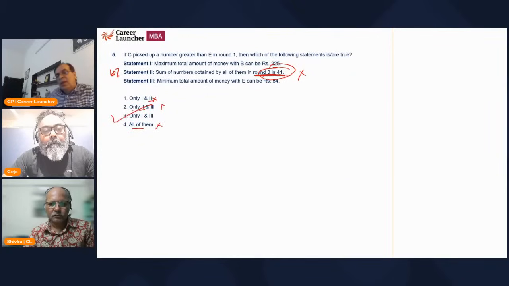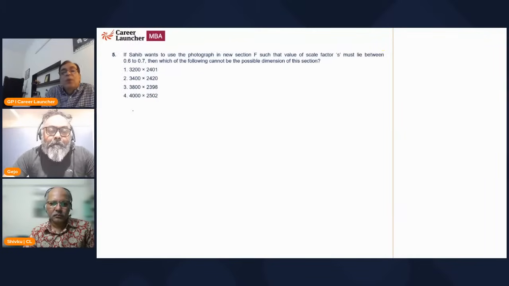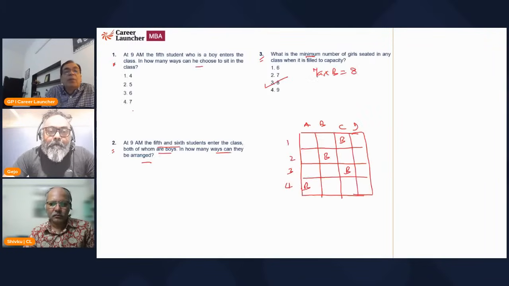This is the answer. For those of you who have picked up this data set, 4 out of 5 questions you should have done. You should have left the third question and moved on. Okay? But I definitely want people to go back and look at set number 2. This was a set which I thought people should have got right.